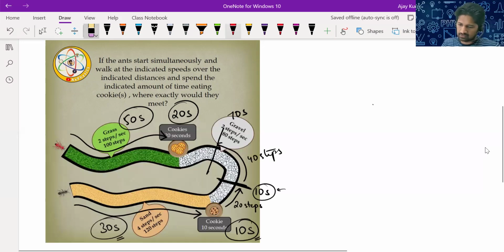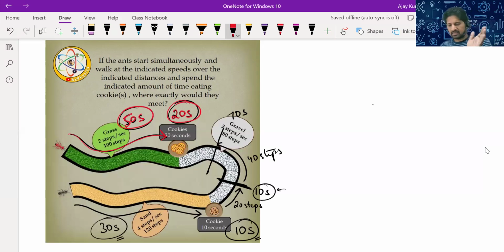The red ant would have just finished eating those cookies. So by 70 seconds, they have reached a common stage. The red ant has finished eating cookies. Now it will step into gravel. The black ant is already in gravel. So they are going through a common stage now. The red ant is starting from here, the black ant is starting from here. 20, 40 done. Another 20 steps are left through gravel.